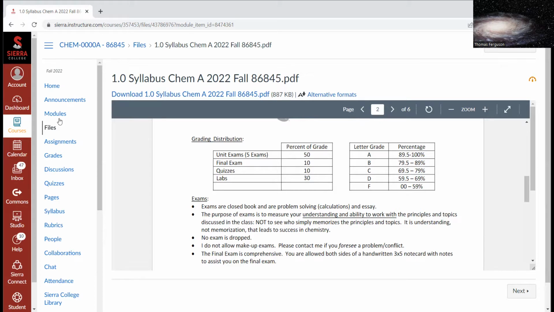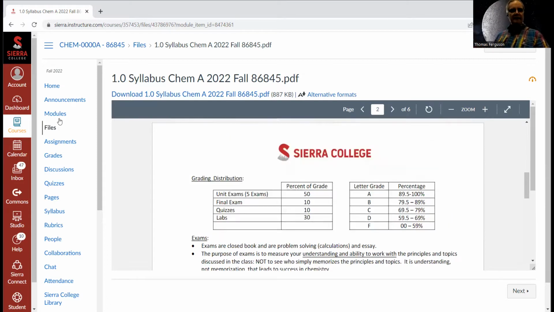Also, you're going to need a scientific calculator. I recommend a Texas Instrument one, and make sure it has an EE function on it, an exponent EE function. You'll find that will save you 4 keystrokes. Okay.